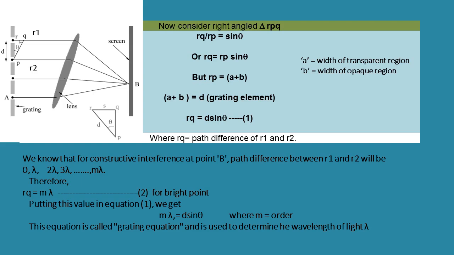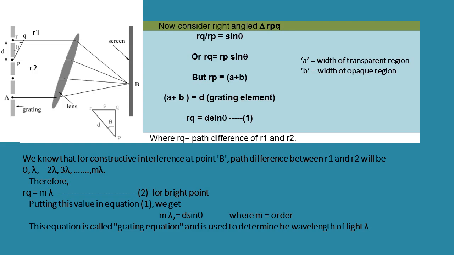In this right angle triangle RPQ, sin theta is equal to RQ upon RP, or RQ is equal to RP sin theta. Now RP in the diagram is equal to small d, which is equal to A plus B, where A is the width of the transparent region and B is the width of the opaque region. Now RQ is equal to d sin theta, which is our equation 1, where RQ is the path difference of R1 and R2.